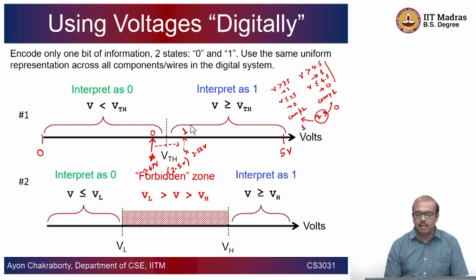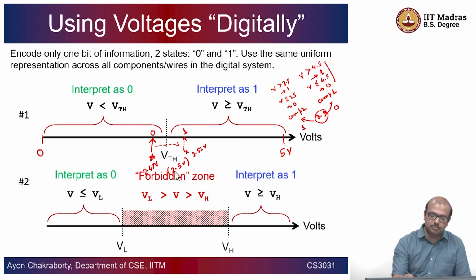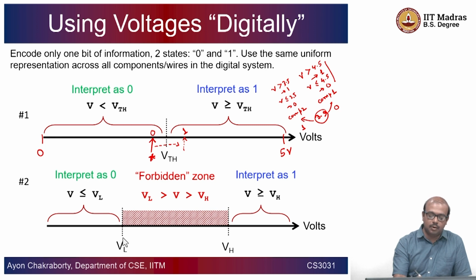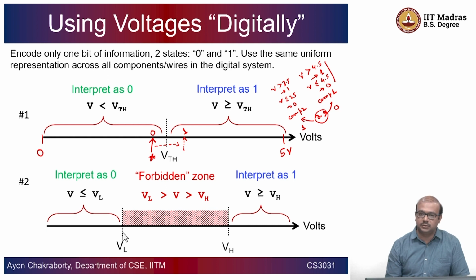Rather than that, we define a band. So what does this band do? This band is supposed to define a forbidden zone. You cannot have any values between this lower voltage threshold, which is indicated as VL, and the higher voltage threshold, indicated as VH. If you have any value x which is lower than VL, it is going to be interpreted as 0. If you have any value which is more than VH, it is going to be interpreted as 1.